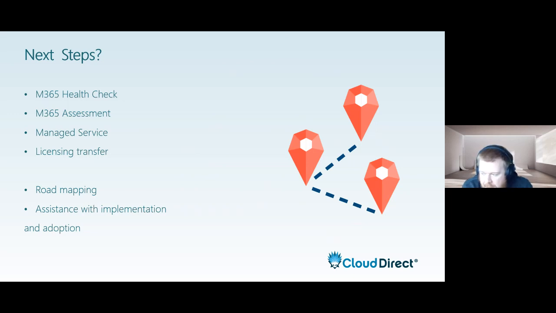In terms of next steps from a Cloud Direct perspective, we've mentioned we can offer you the M365 health check. We can offer you an M365 assessment. If you're not already with us, we can offer you a managed service offering if that's of use. Part of that every year is a licensing review. We understand utilization, we understand investment, and we try to suggest improvements for you. And we can also manage that licensing on your behalf if we don't already. We can work with you on road mapping, making sure that you've got those steps in place to utilize those licenses as you procure them. And we can also assist with any implementation and adoption pieces that you may have.